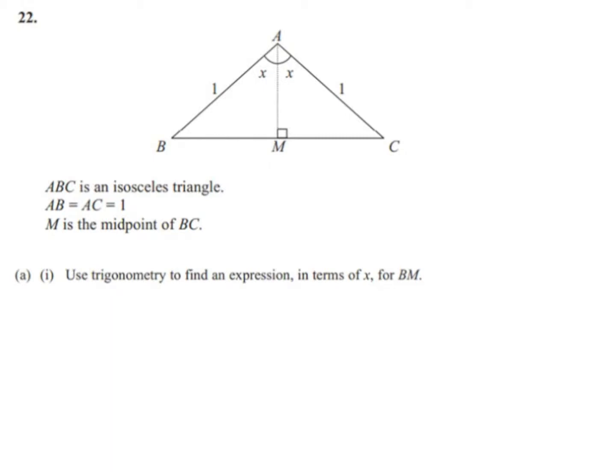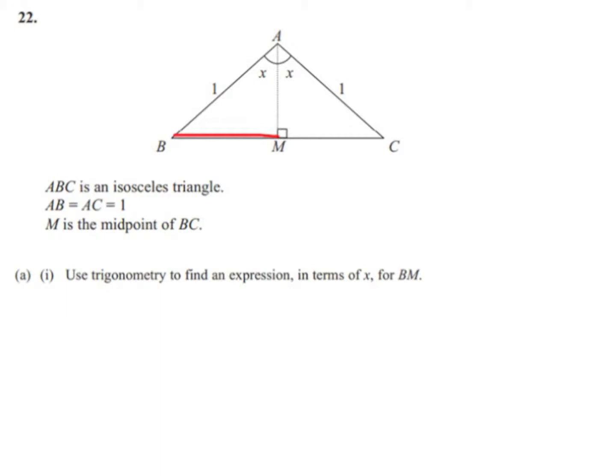So this question is all about trigonometry. We've got an isosceles triangle. Two sides have got length 1. The isosceles triangle is split in half with a right angle, and each of the angles labelled x are the same. And in part A of this question, we're asked to find an expression for BM.